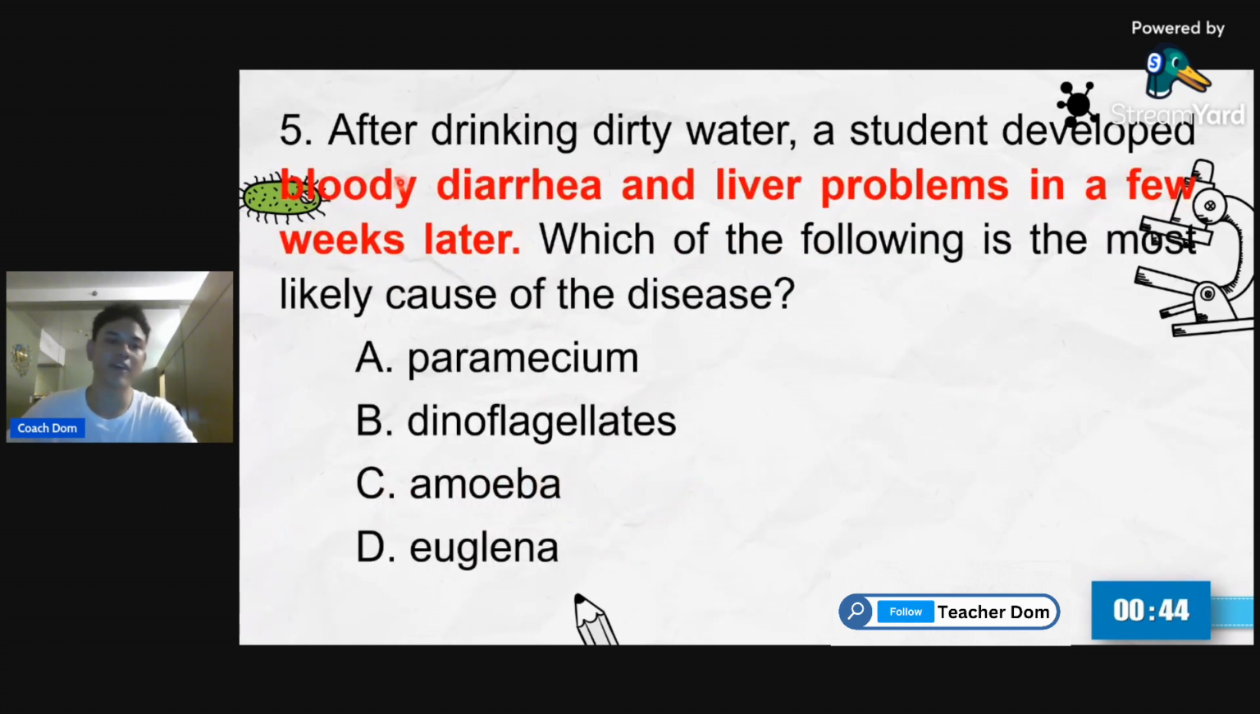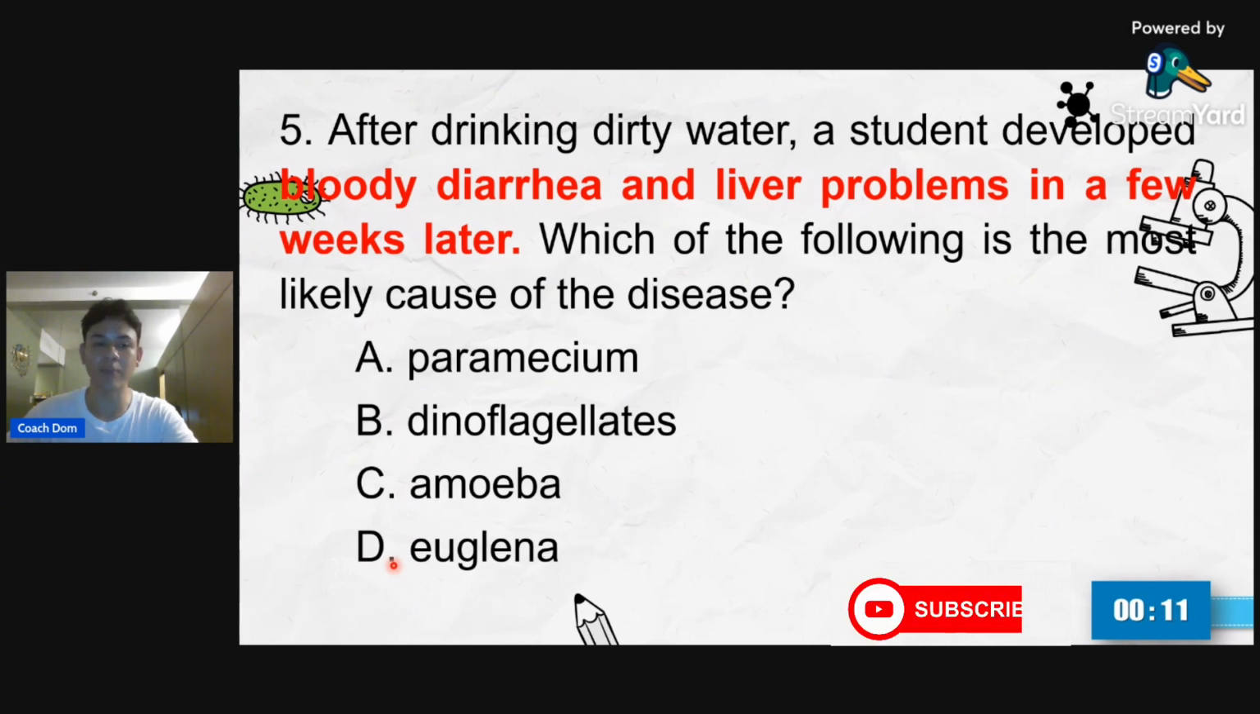Question number 5. After drinking dirty water, a student developed bloody diarrhea and living organism in a few weeks later. Which of the following is the most likely cause of the disease? Is it letter A, paramecium, B, dinoflagellates, C, amoeba, or D, euglena? What's your answer for question number 5?